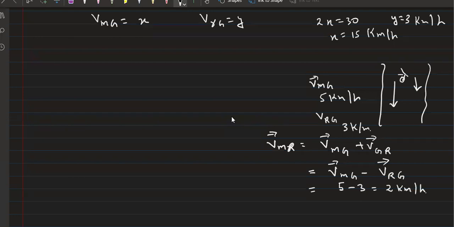Makes sense. Now just imagine if this person is not swimming, he's just there, not doing anything. Will he be stationary? Will he be stationary if he's not swimming? No, because the river is already flowing. So he won't be stationary. At least he will flow with the river. Yes or no?